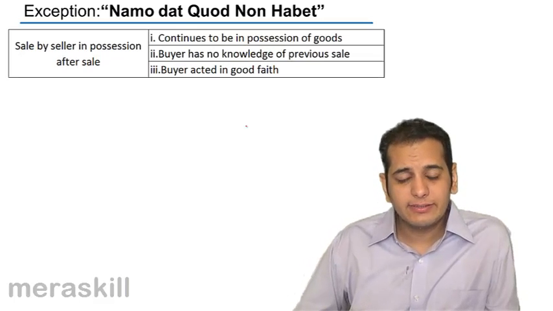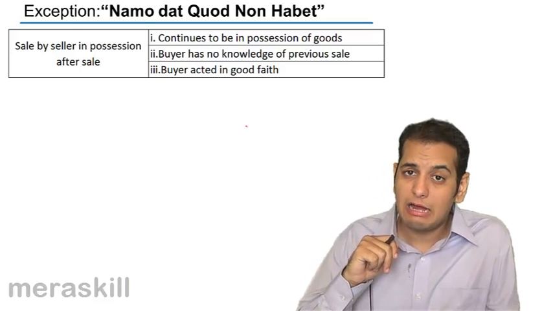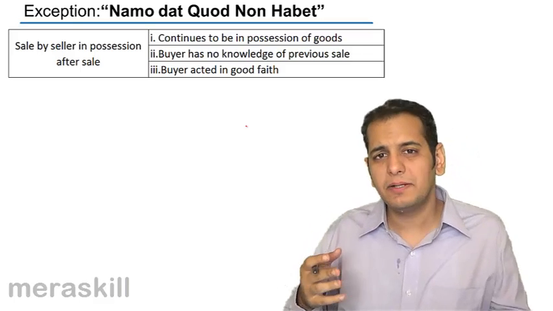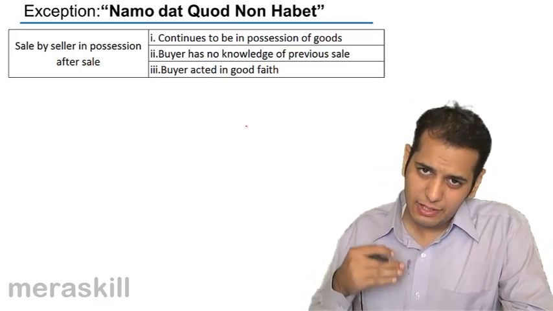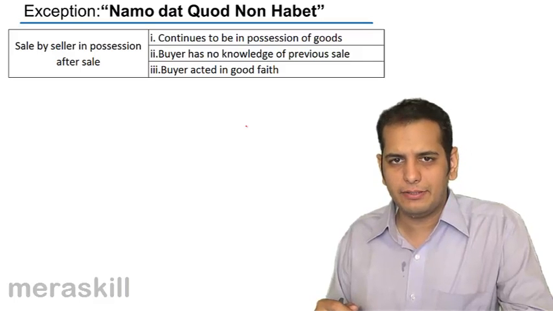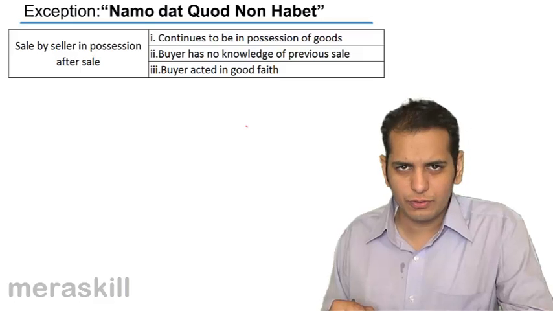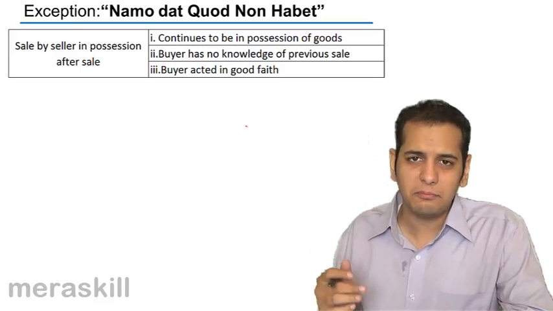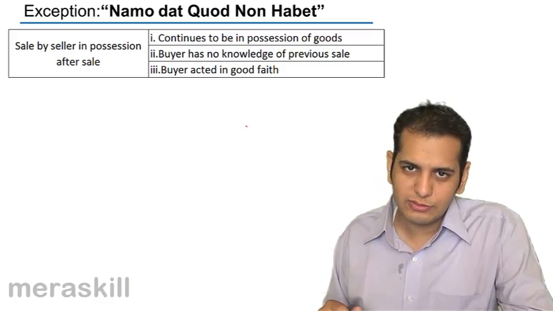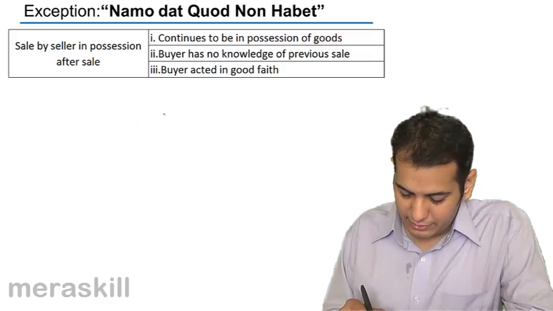The next exception is sale by seller in possession after sale. That means a seller has already sold the goods to a buyer, but he is still in possession of the goods. Only the possession remains with him. That means he has not made the delivery of the goods. Now, can he sell it to somebody else? Let's take an example.